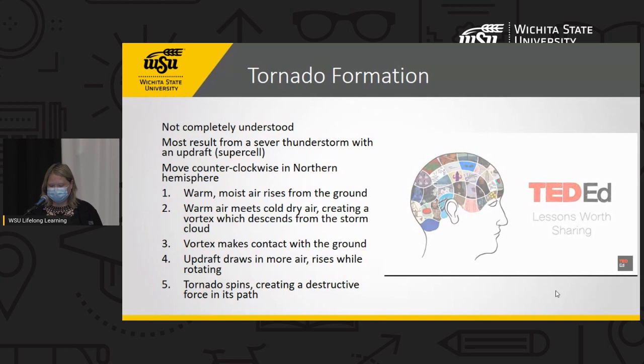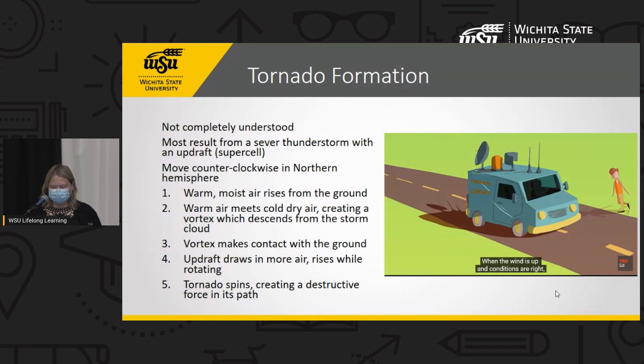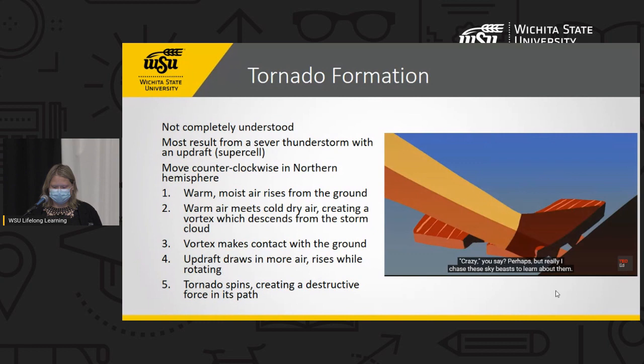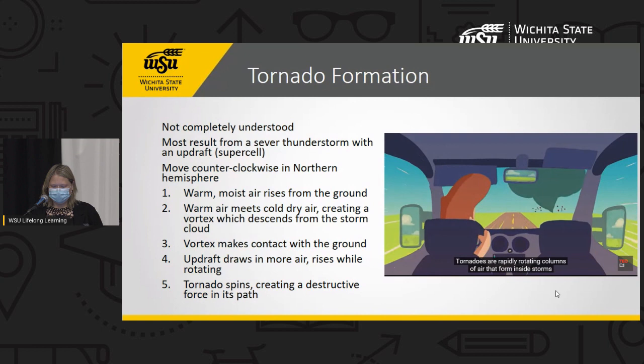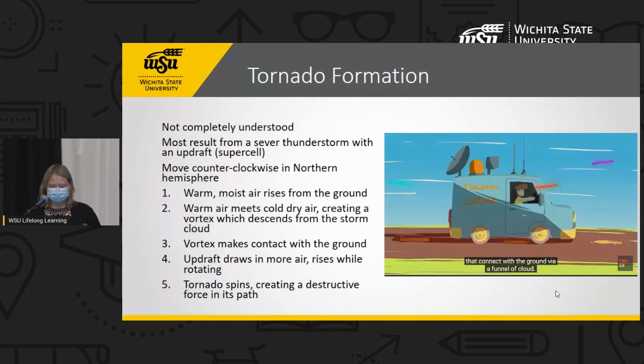They call me the tornado chaser. When the wind is up and conditions are right, I get in my car and follow violent storms. Crazy you say? Perhaps, but really, I chase these sky beasts to learn about them. I want to share with you what I know. Tornadoes are rapidly rotating columns of air that form inside storms, then connect with the ground via a funnel of cloud. When that happens, they tear across the earth, posing a huge threat to life and property.